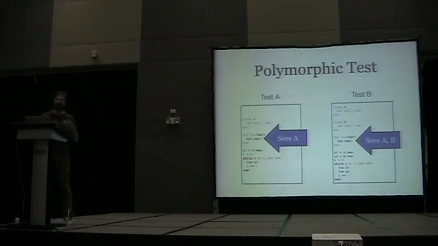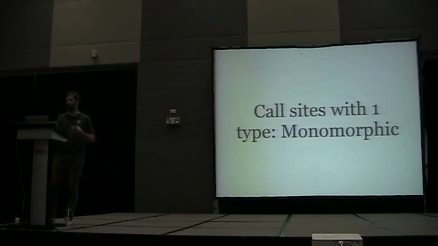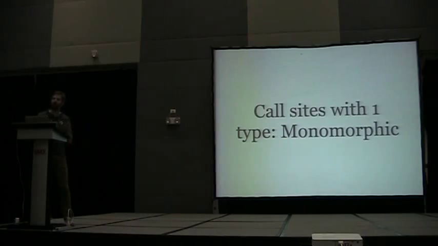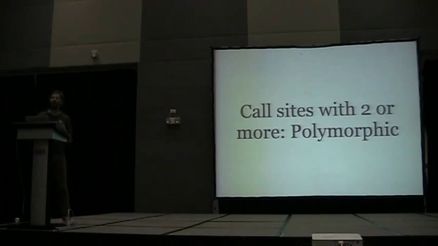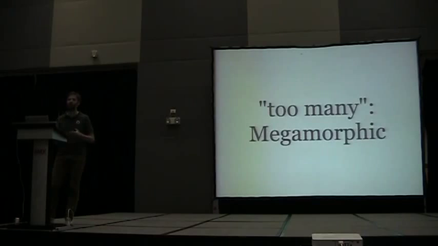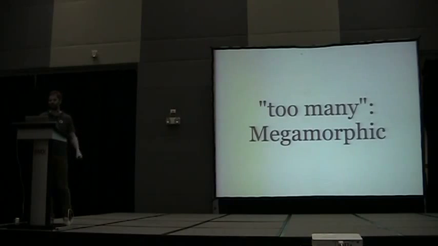So the thing that we can call this is, call sites with one type, we can refer to those as monomorphic. It means they see one type. When we see two types or more, we can call those polymorphic sites. Now, if there's too many types, we can call that megamorphic. And "too many", I'm putting that in quotes, because what does too many mean? How many is too many? We'll talk about that in a bit, but too many means megamorphic. So these are some vocabulary words you might need to know.